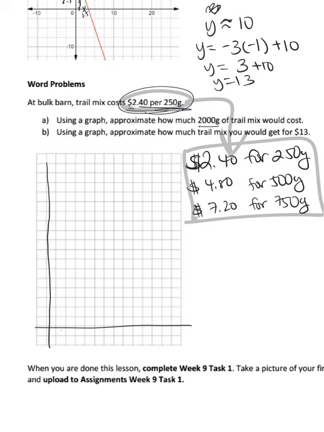So we can go maybe 500 over here, and 1,000, 1,500, and then 2,000, 2,500, like this. And this is amount in grams. And then our y is the price, and we want to go all the way to 13, so we can go up by 2: 4, 6, 8, 10, 12, 14, and this is the price in dollars.